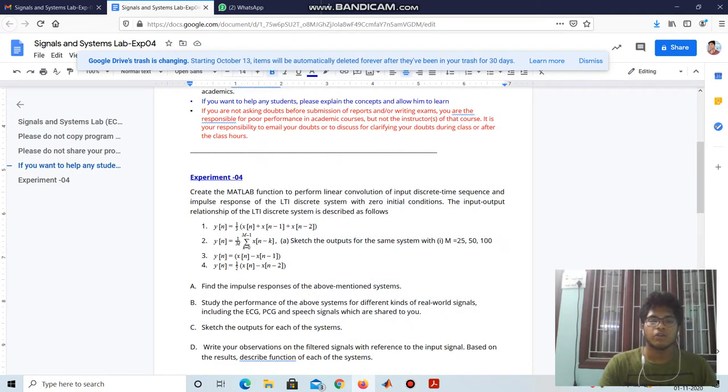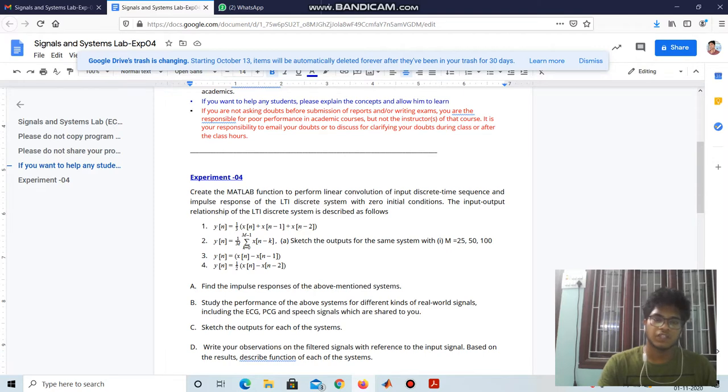Today we are going to perform experiment 4 of the SS lab. The aim of the experiment is to create a MATLAB function to perform linear convolution of input discrete time sequence and impulse response of LTI discrete systems with zero initial conditions. The input-output relations of the LTI discrete system is described as follows. There are four discrete time systems.